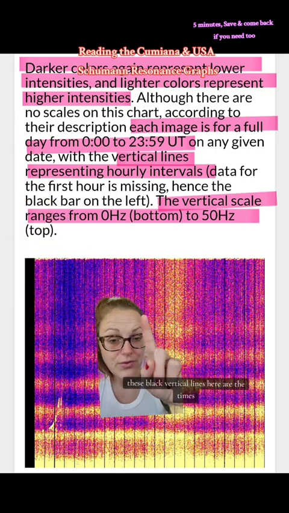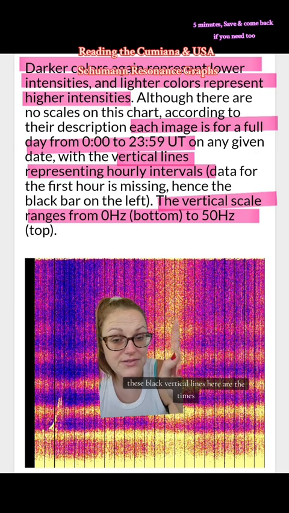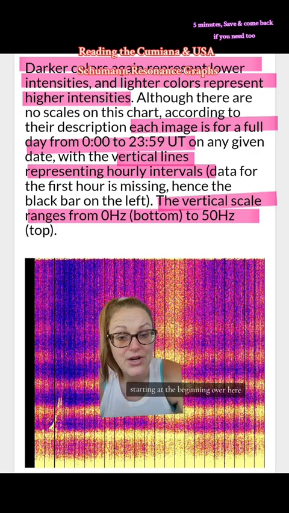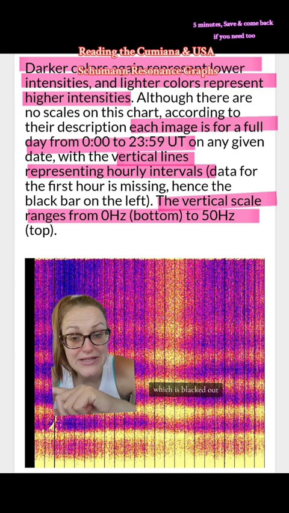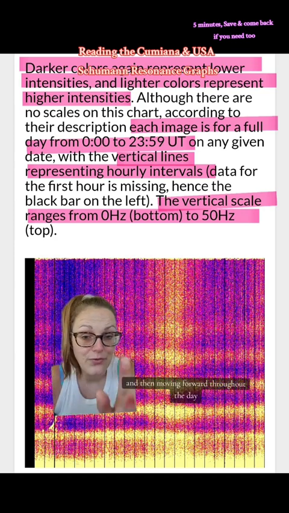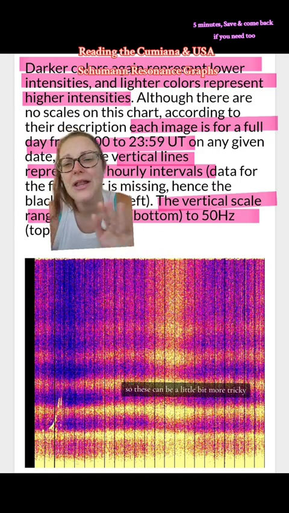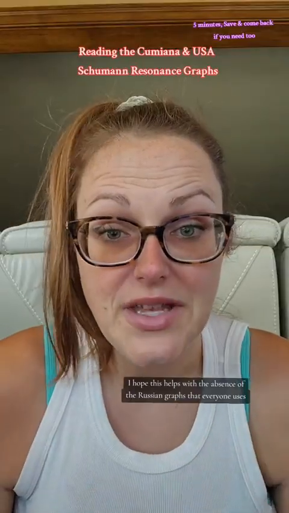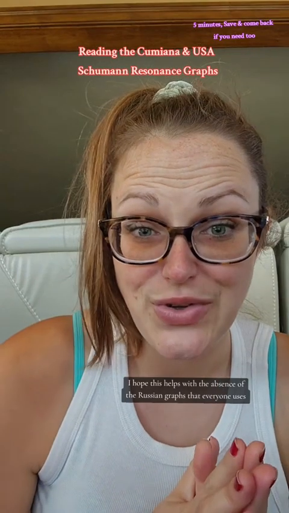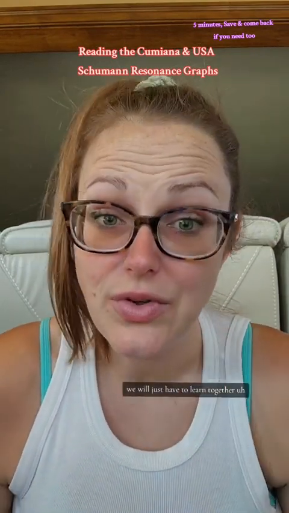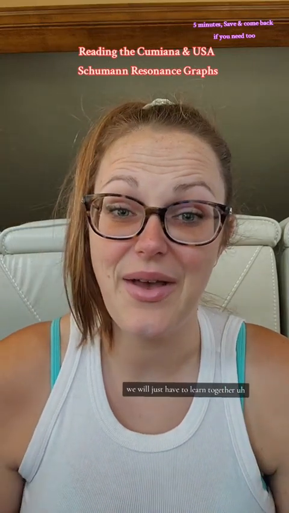These black vertical lines here are the hour intervals, starting at the beginning over here, which is blacked out, and then moving forward throughout the day, ending over here. So these can be a little bit more tricky. I hope this helps with the absence of the Russian graphs that everyone uses. We will just have to learn together how we connect to these graphs.